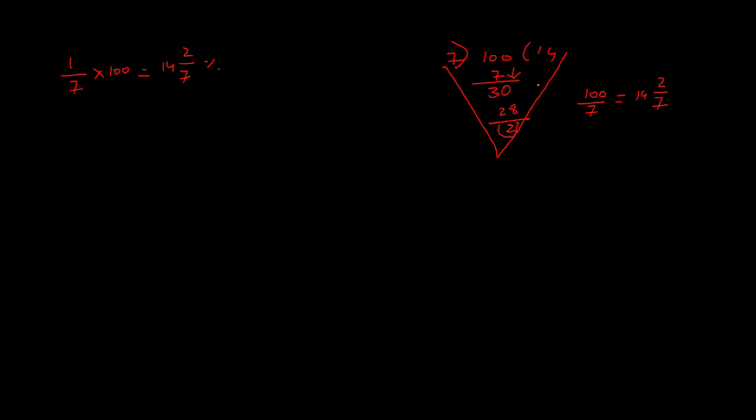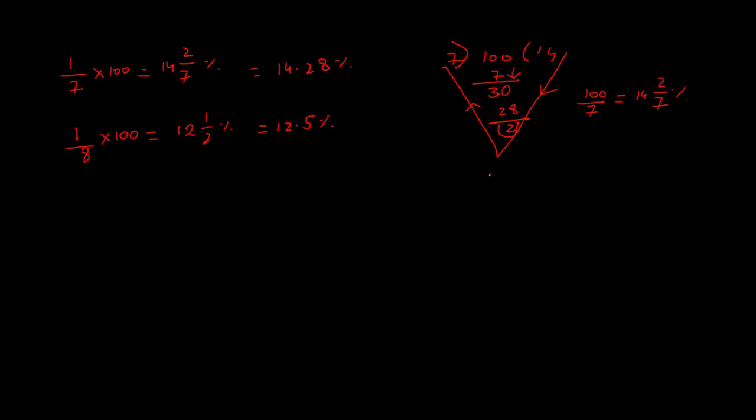This is how I write. First I will be writing 14 and then next 2 and then my denominator 7. 14 2 by 7%. This is also equals to 14.28%. We'll convert 1 by 8 into percentage, that is 1 by 8 into 100 gives us 12 1 by 2%, which is also equals to 12.5%.